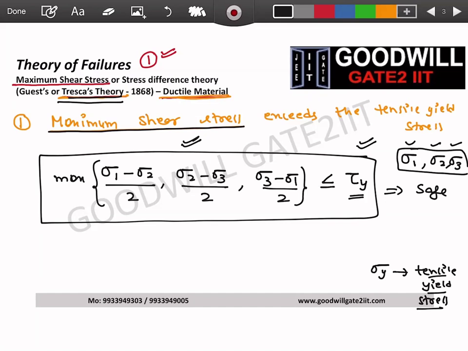Now, this tensile stress tells you, if you apply load in the normal direction, what is the maximum stress your material can hold. Similarly, tau y, again, this is shear yield stress. So if you apply a shear load, what is the maximum shear stress your material can hold is what is known as tau y.